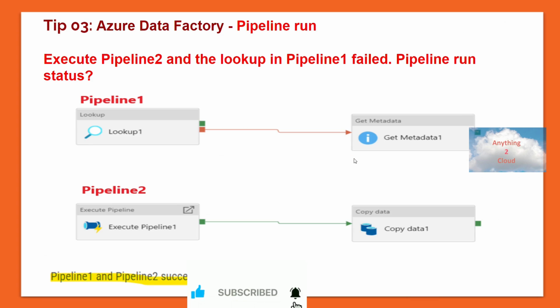Then let's move to the next step regarding the pipeline run. For example, I have two pipelines here. The first pipeline has a lookup 1 followed by a get metadata activity. If lookup 1 fails, then it's going to take the data from get metadata. So that is all about pipeline 1. Next, about pipeline 2. Pipeline 2 is going to execute pipeline 1, followed by a copy activity.